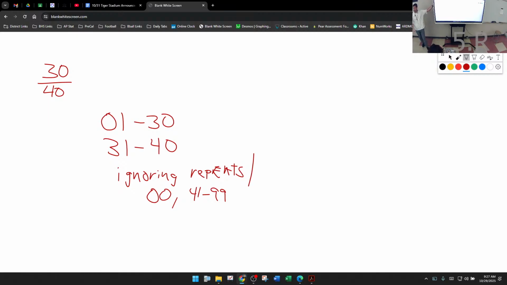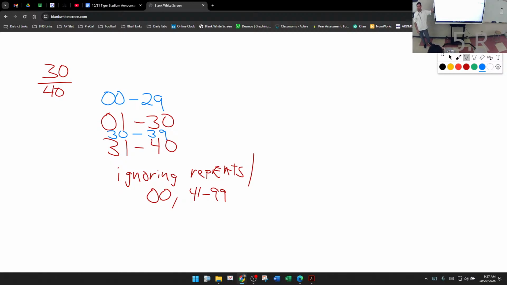Now, another way to do this, guys, and just understand this, has been showing up every once in a while, so I want to make sure that this is how you do it. You could say 00 through 29, and then 30 through 39, and then I can ignore 40 through 99. Those are the 2 ways that you could do this.